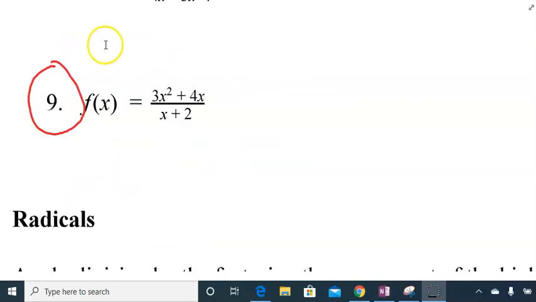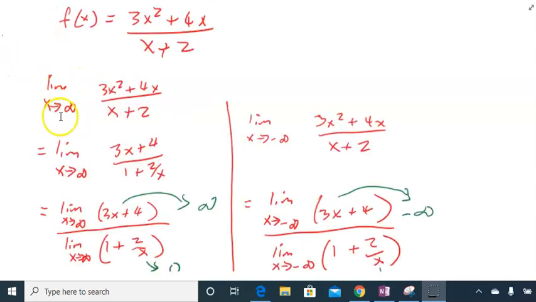Let's look at another problem. We want to try to find the end behavior of this function: f of x is equal to 3x squared plus 4x all over x plus 2. So let us look at the behavior of the function as x approaches positive infinity. The limit as x approaches positive infinity of 3x squared plus 4x over x plus 2 will be equal to the limit as x approaches infinity of 3x plus 4 over 1 plus 2 over x.